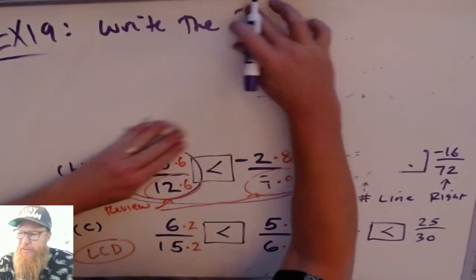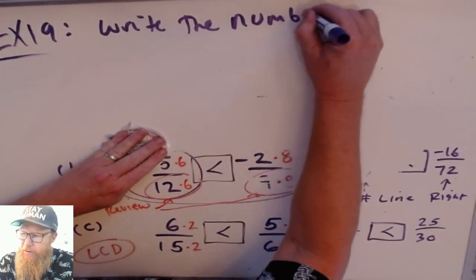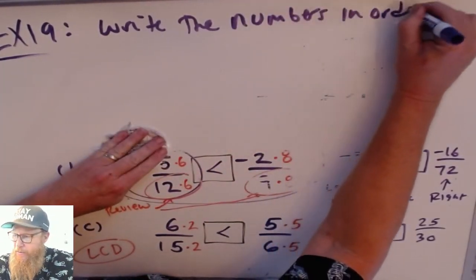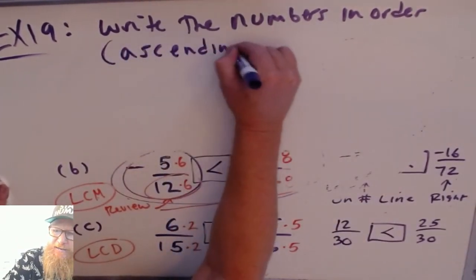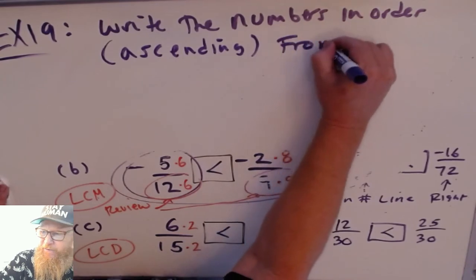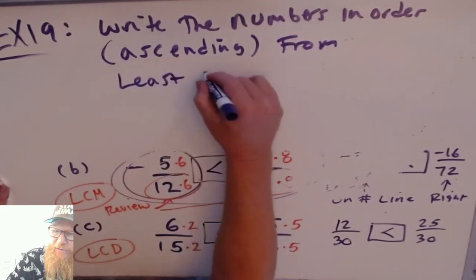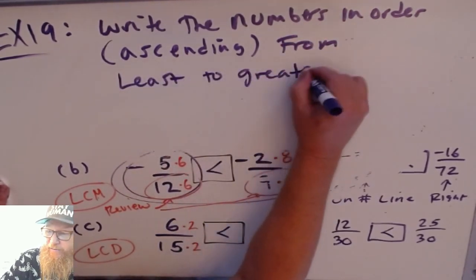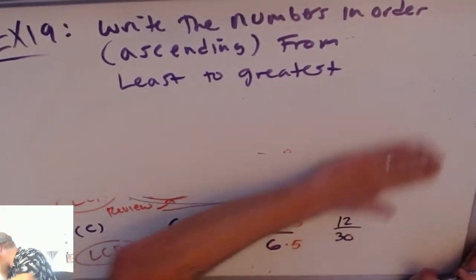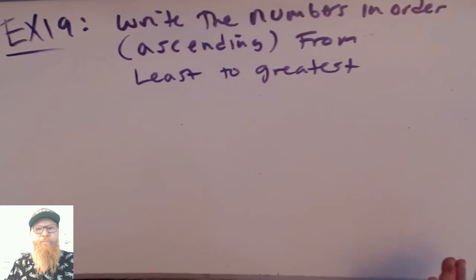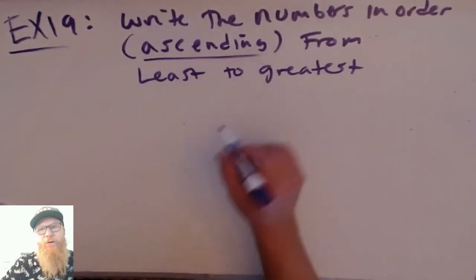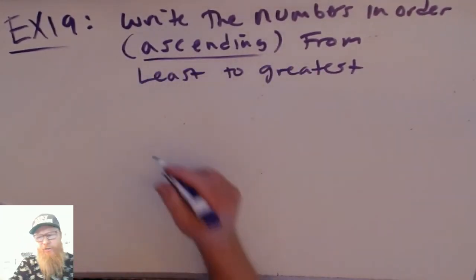Write the numbers in order. We call this ascending, from least to greatest. We call it ascending order, from the smallest to the largest.